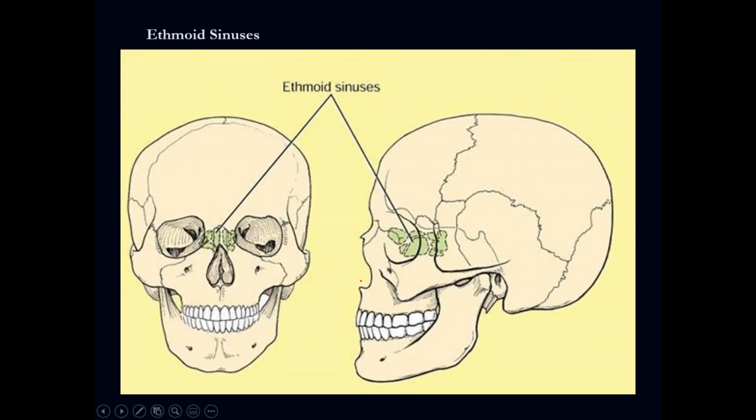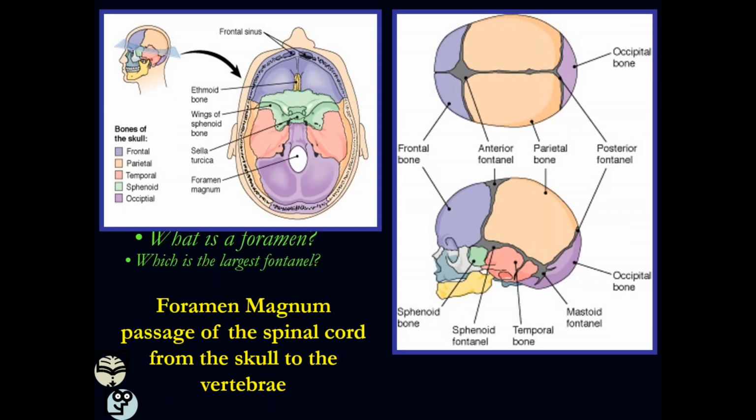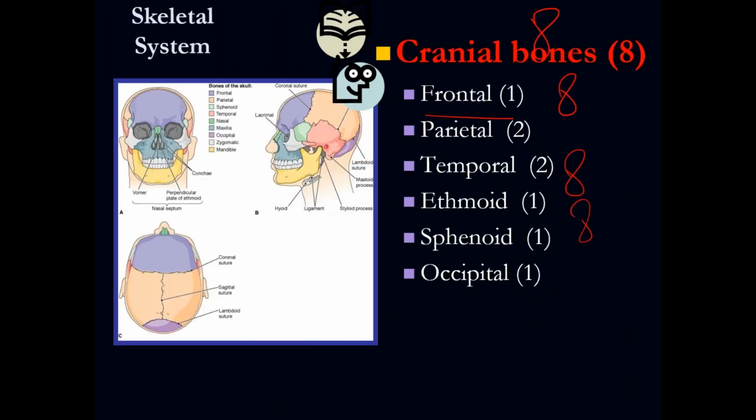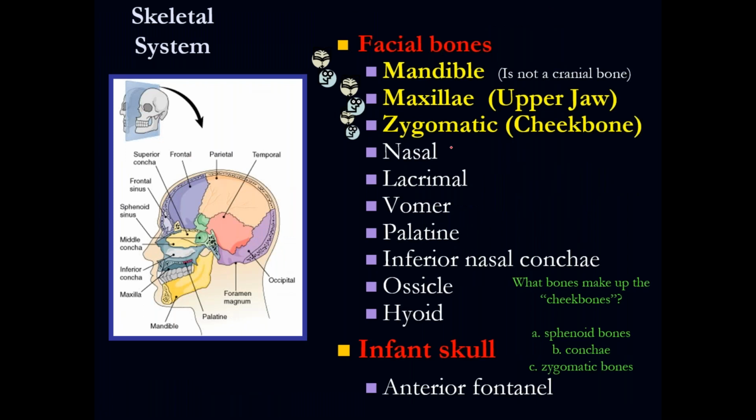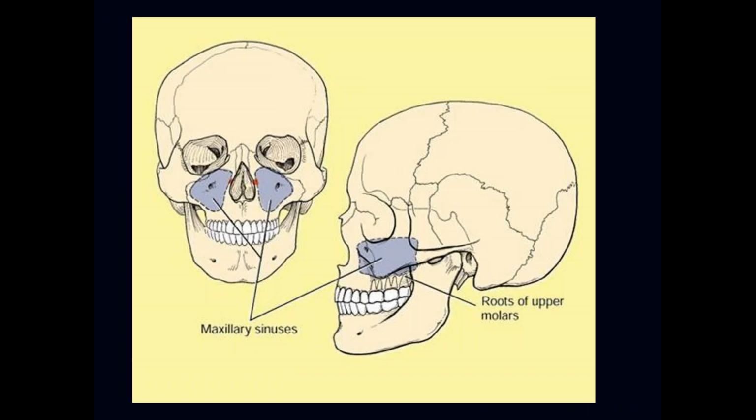Some bones that I want you to remember: how many mandibles do you have? Only 1. How many maxillas do we have? We have 2. The zygomatic is the cheekbone. Okay, all right, so let's keep moving.